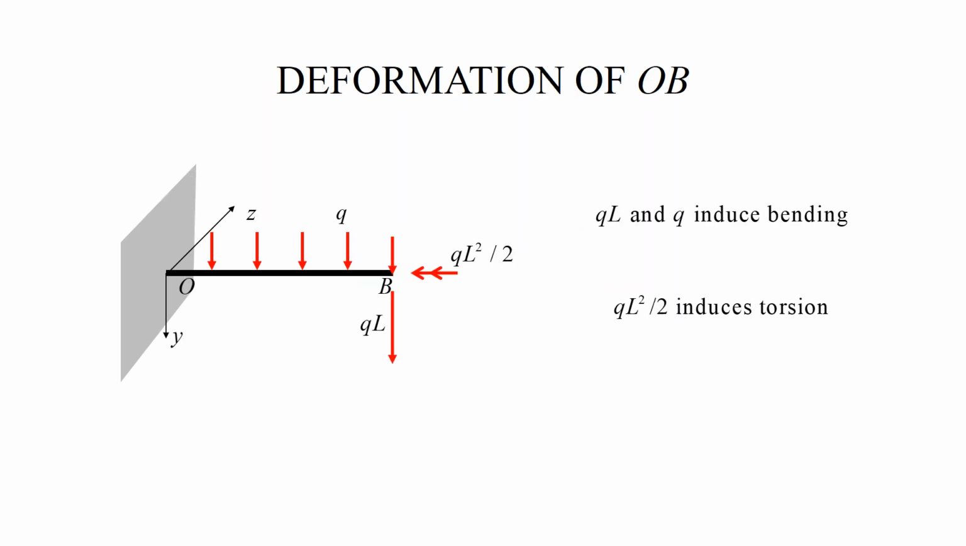Now, if I look at the beam OB, it experiences bending due to the distributed load Q and the force at B, QL, and it is subjected to torsion by the couple QL squared over 2. And so we will analyze bending and torsion separately.